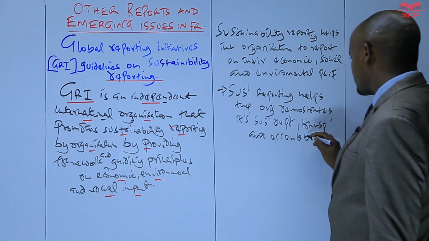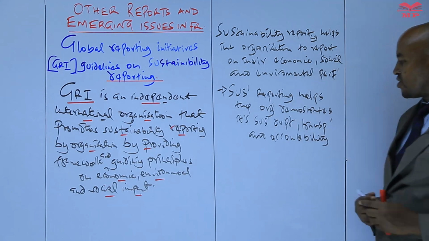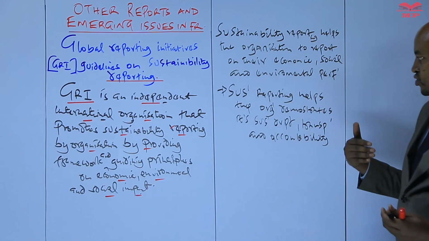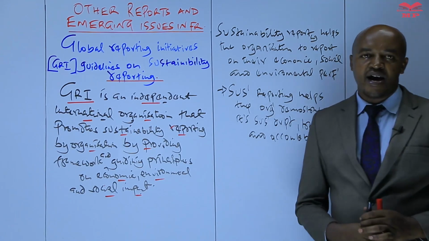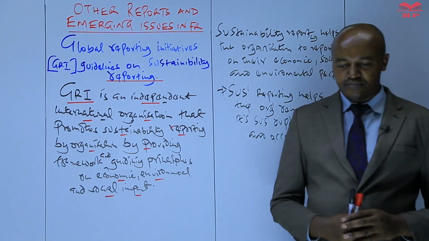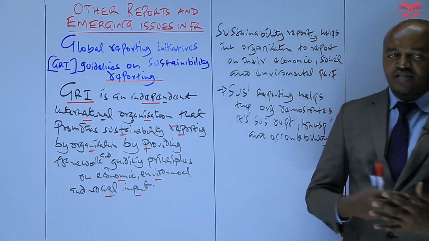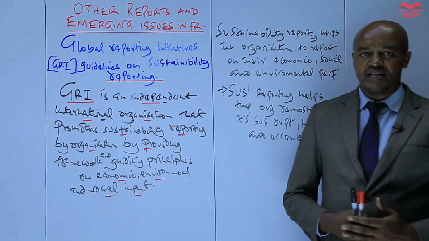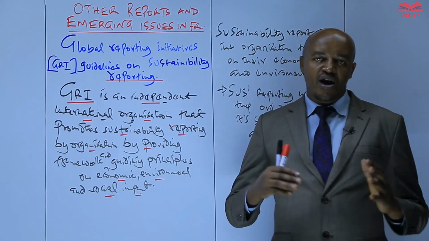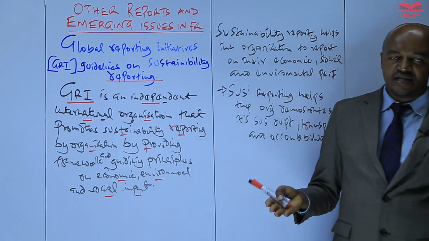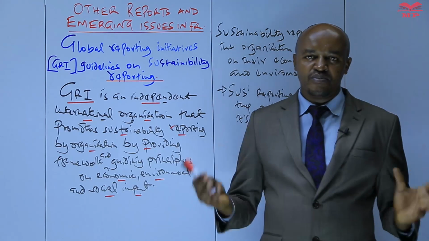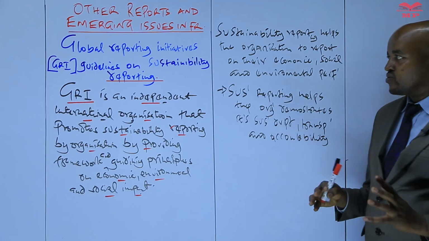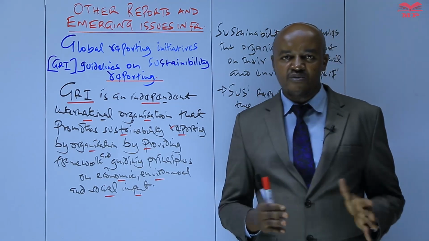So once the organization is able to report on these three aspects, it will be able to demonstrate to the various stakeholders how the organization is preserving the environment, and the various activities it is undertaking to promote the welfare of the community at large, and also provide information about its economic performance.